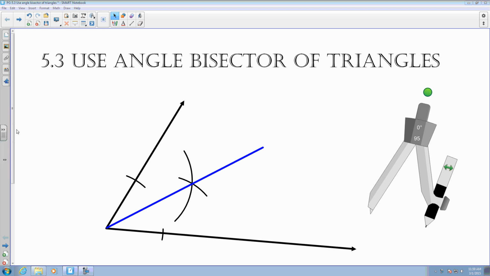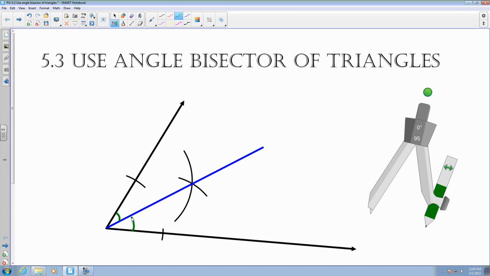All right, we are in section 5.3, where we're going to use angle bisectors of triangles. First off, I'm going to take a look at just angle bisectors, and then we'll go into angle bisectors of triangles to help us construct something else. First off, again, and we talked about bisecting, it's talking about cutting things in half. And when it's dealing with angle bisecting, basically what it means is the angle here and the angle here is going to be exactly the same thing.